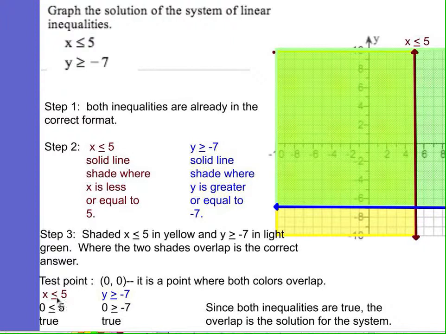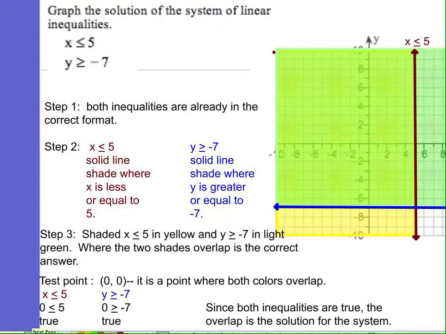So I plug in my point. X is 0. So is 0 less than or equal to 5? Yes, it is. So it makes it true. When y is 0, is y greater than or equal to -7? Yes, 0 is greater than or equal to -7. So that is also true. Since both inequalities are true, the overlap is the solution to the system.